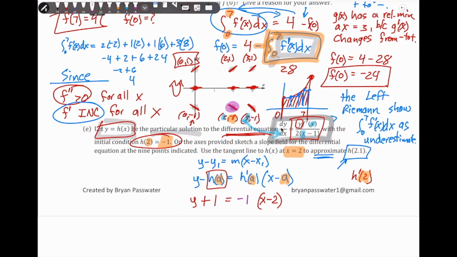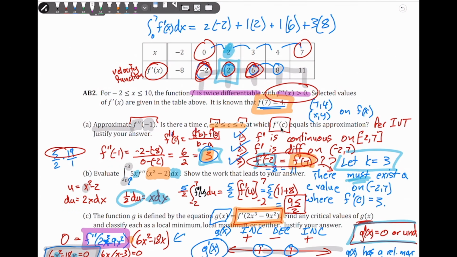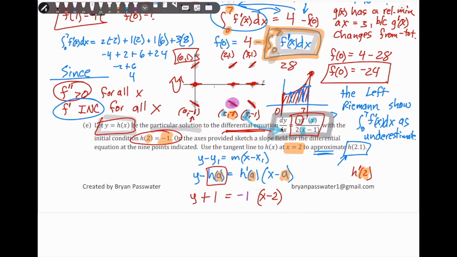So very, very clever how this was worded and how you had to find this h prime at 2. Otherwise, you might have been prone to go up here and say f prime of 2 is equal to this +2. Okay, we're not looking for f prime. We were looking down here for h prime. So very, very clever question.